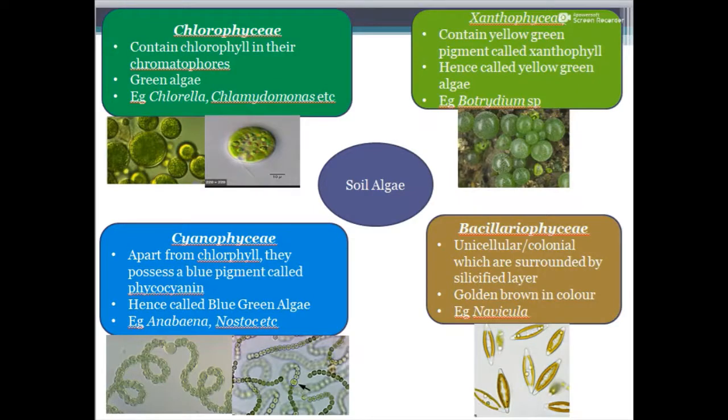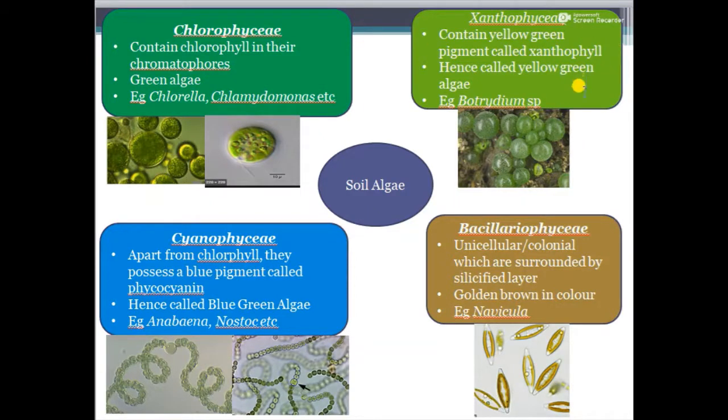Now, if you consider soil algae, you can divide them into four different groups. One is the chlorophyceae. As the term implies, it contains chlorophyll in the chromatophores, and it is green in color, and hence it is known as green algae, and different varieties are there. Chlorella is one, and Chlamydomonas. You can see a small flagella also present over here. So one group of soil algae is chlorophyceae.